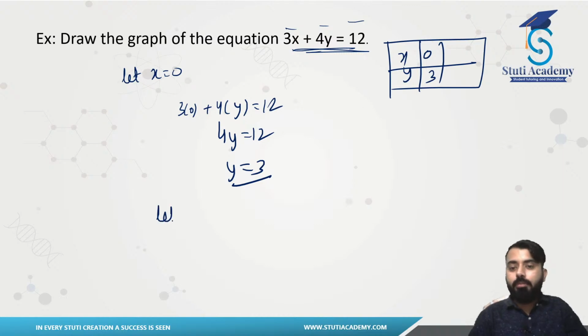Then I assume y equals 0. Then this will be 3x plus 0 equals 12. X will be 4. So when y was 0, x was 4. Now you can easily plot this one.